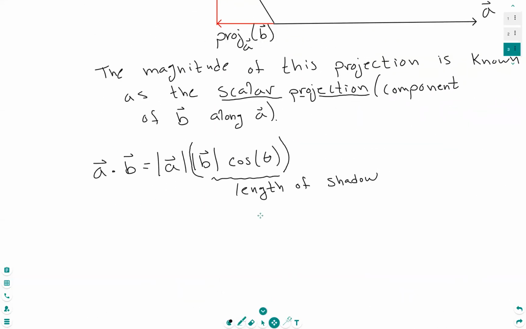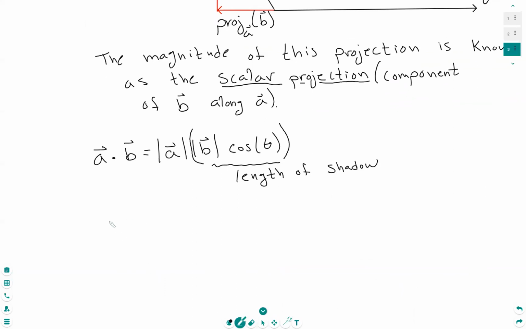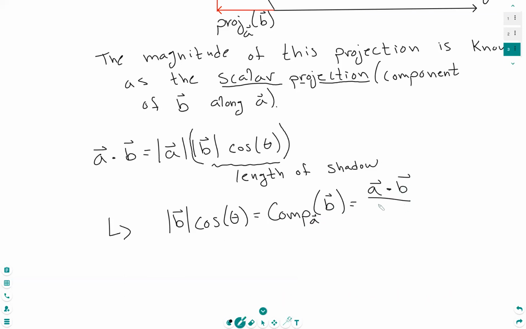But we can also use this in the context of our dot product to write that the magnitude of B cosine theta is equal to the component, and this is how we denote this scalar projection, of B onto A is equal to A dotted with B over the magnitude of A. So all we've done is solve for the length of the shadow using our dot product. And now we've given it a way to write it. This is the component of B along A. This is the scalar projection. What is the magnitude of that shadow?